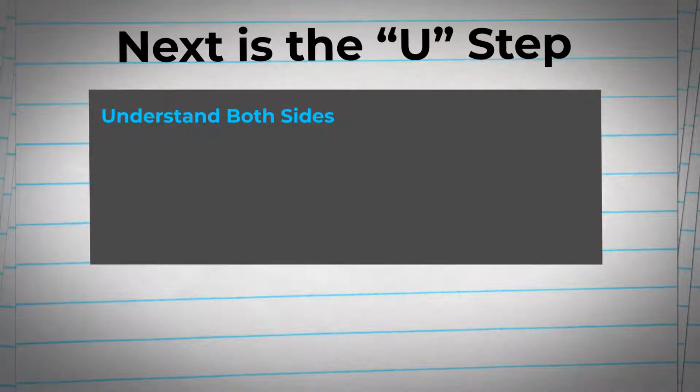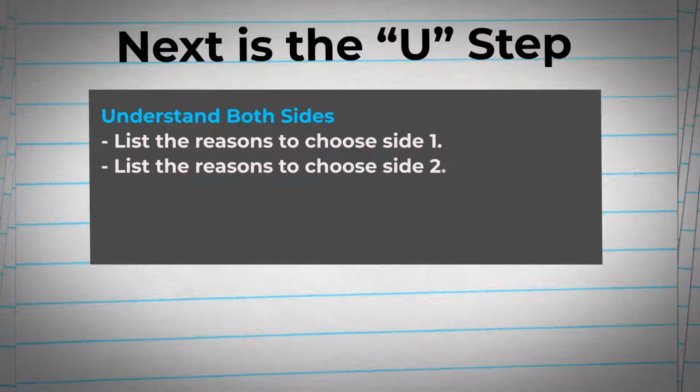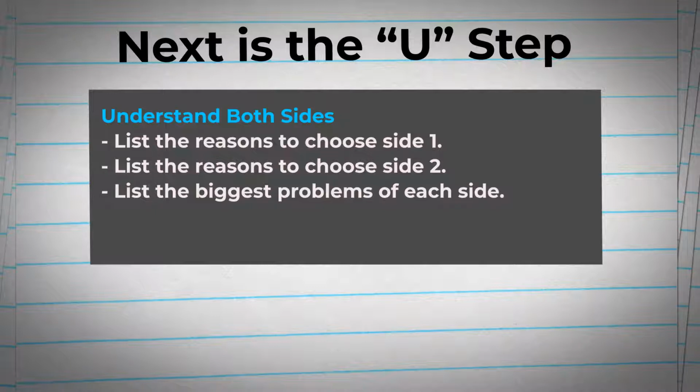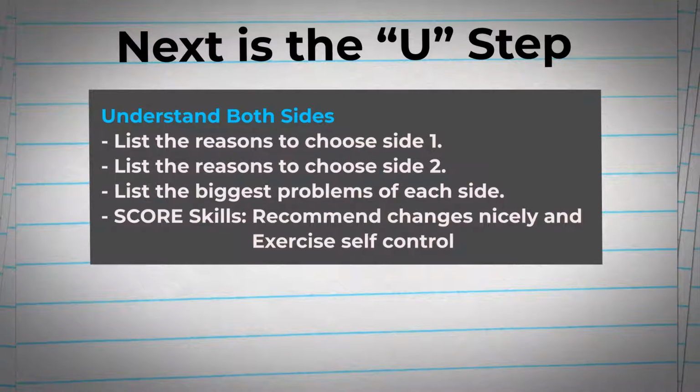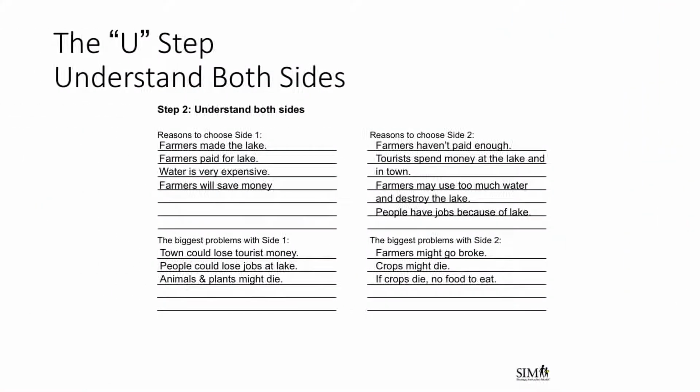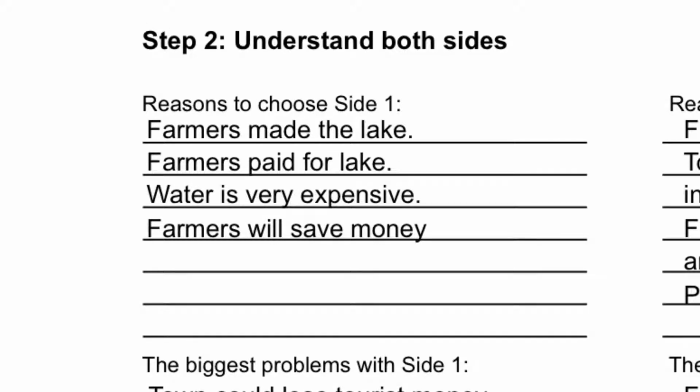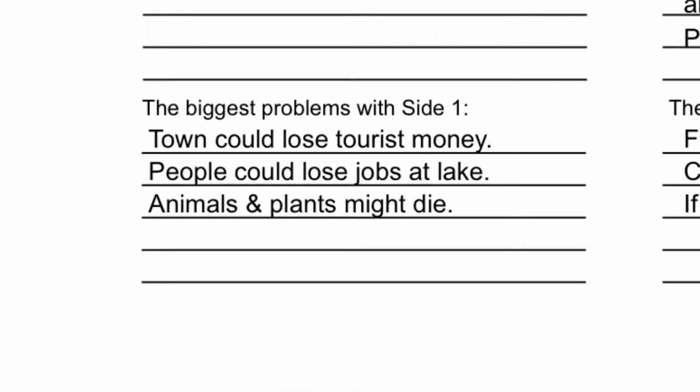Next is the U step, understanding both sides. We will continue to read the article to identify and to list the reasons to choose each side. Then we'll ask, what are the biggest problems of each side? Remember, here is where you recommend changes nicely and exercise self-control from score. If you look at the completed U step, step 2 on the worksheet, you will see the reasons to choose side 1. The farmers made the lake, they paid for it, water's expensive, and farmers will save money. The biggest problems, the town could lose tourist money and people could lose jobs at the lake, as well as animals and plants might die.